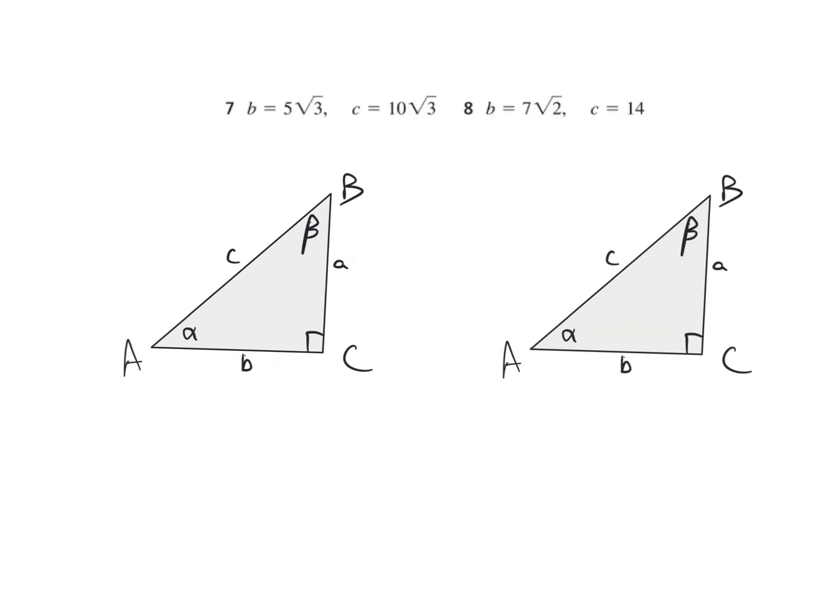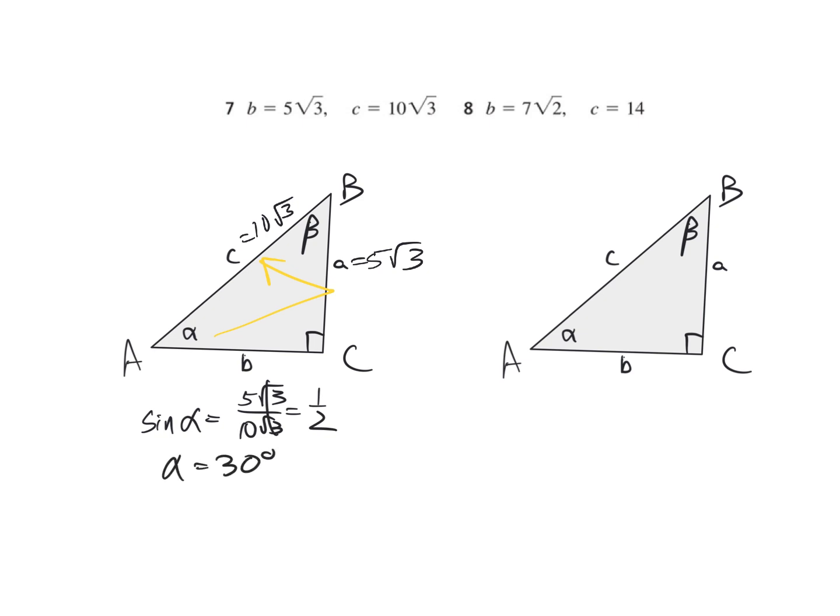Number 7, B is 5 square root of 3. C is 10 square root of 3. Again, we don't know anything, so we're going to use our sine function. You could go to beta and use cosine, do A over C. So let's just do sine of alpha is equal to 5 square root of 3 over 10 square root of 3, which is 1/2. Where is the y value 1/2? At 30 degrees. And that means beta is 60 degrees.